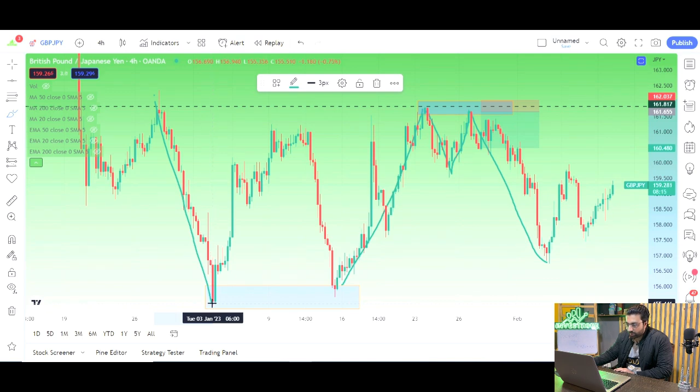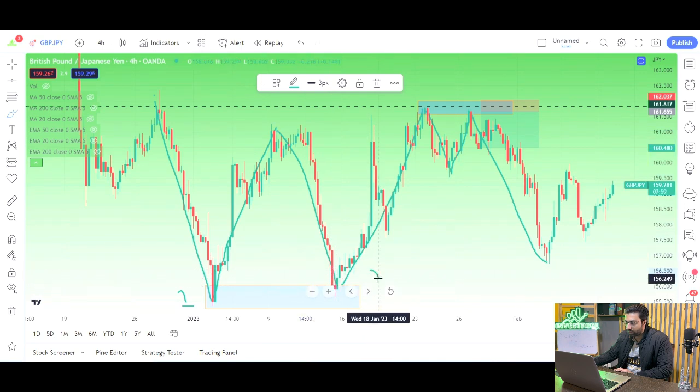Here you can see the market got a push from here, and the market went up. So this was the first time. We can say it is the first time. From there you can see the market came back again. So this is the second time, and this is the time when you enter the market.